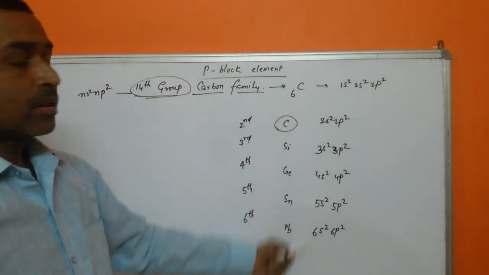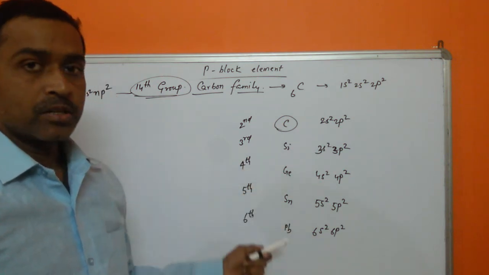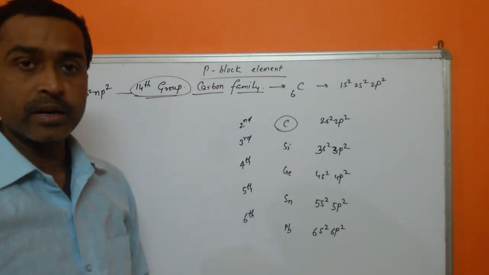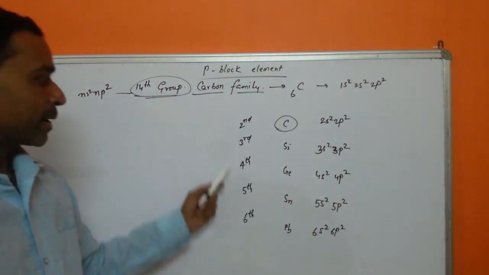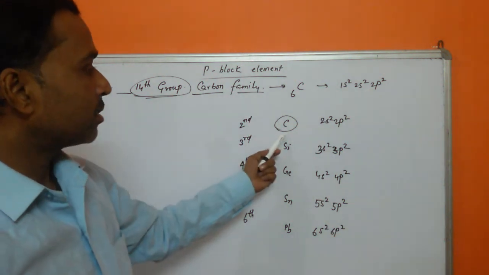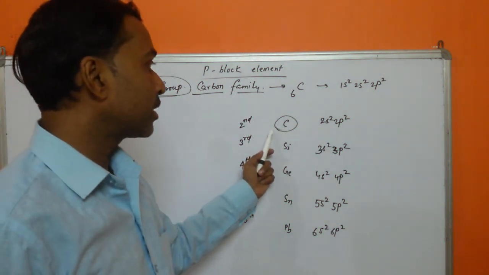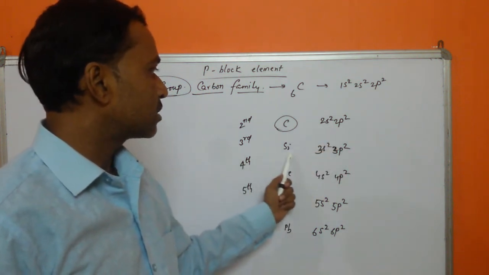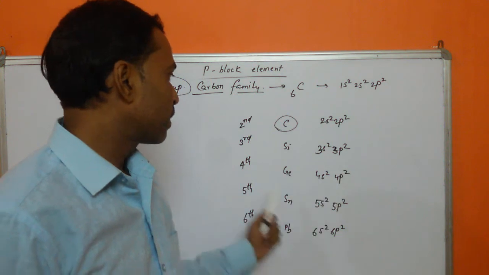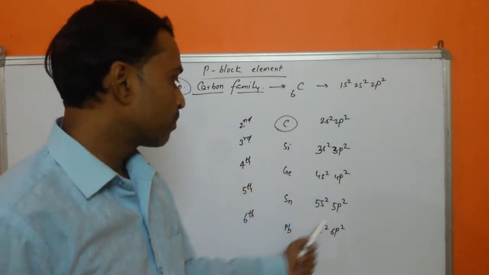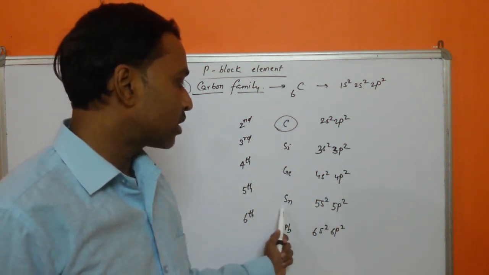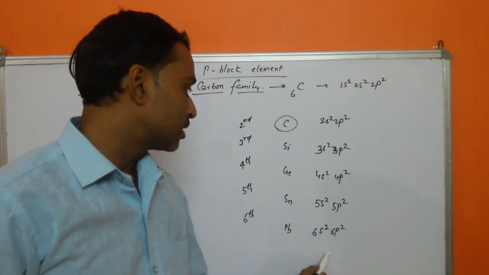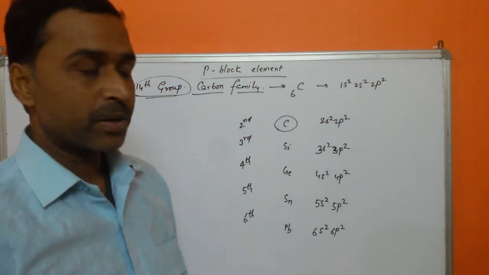We are talking here about the electronic configuration of all the elements of the carbon family: carbon, silicon, germanium, tin and lead, and these are the periods. In the second period, carbon has configuration 2s2 2p2. Third period, silicon 3s2 3p2. Fourth period, 4s2 4p2. The fifth period belongs to tin, 5s2 5p2, and the sixth period belongs to lead, 6s2 6p2.